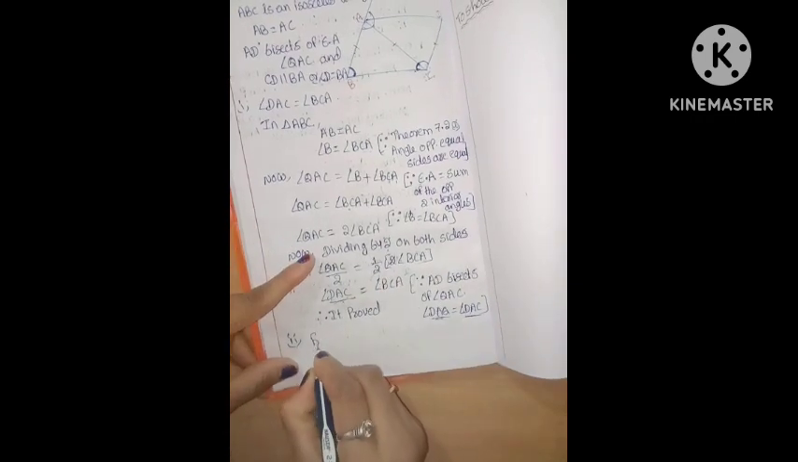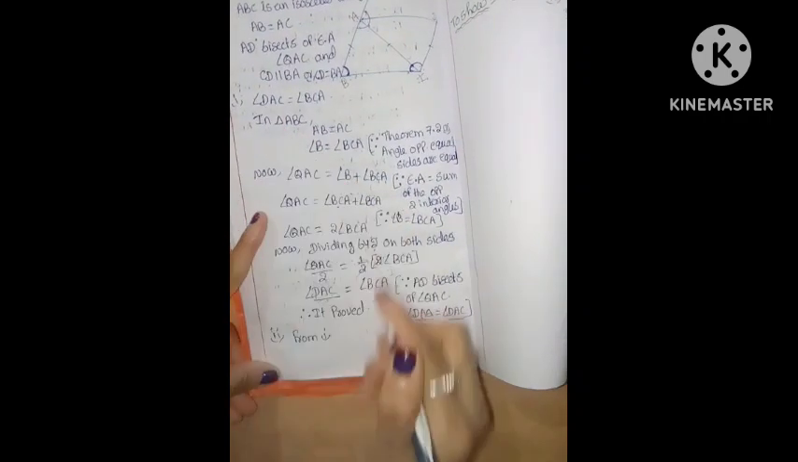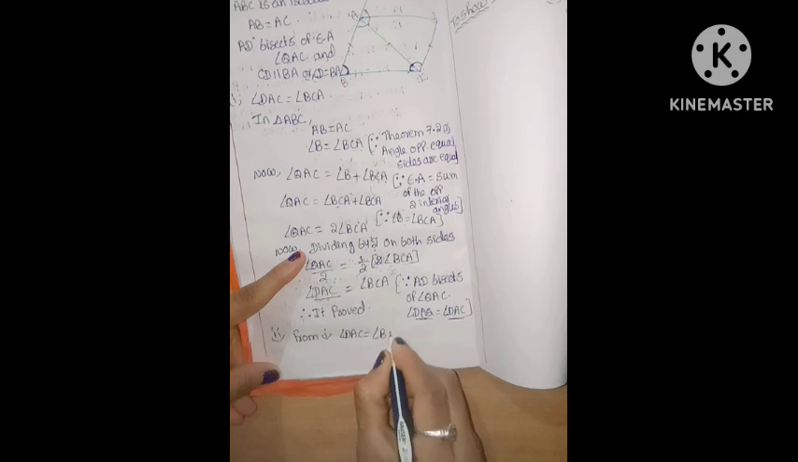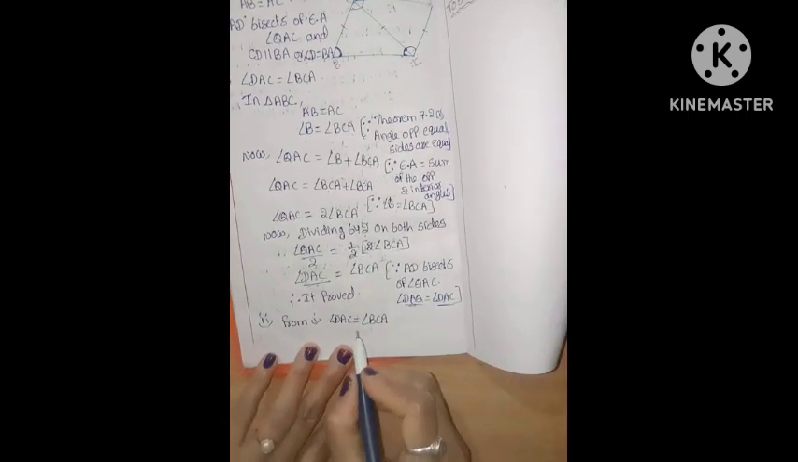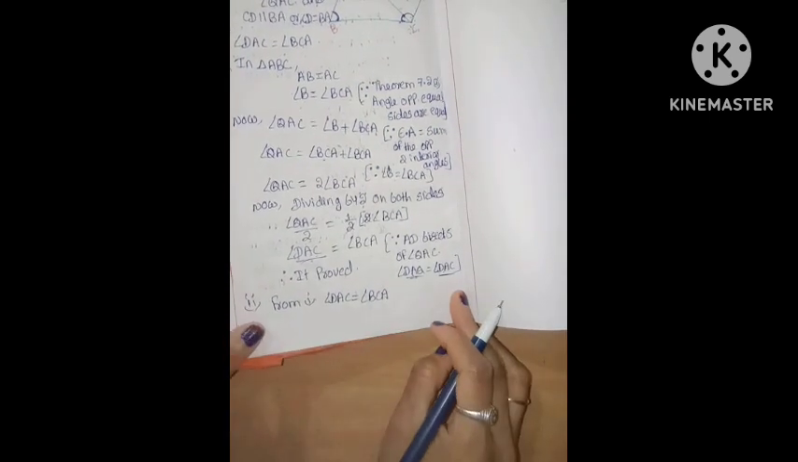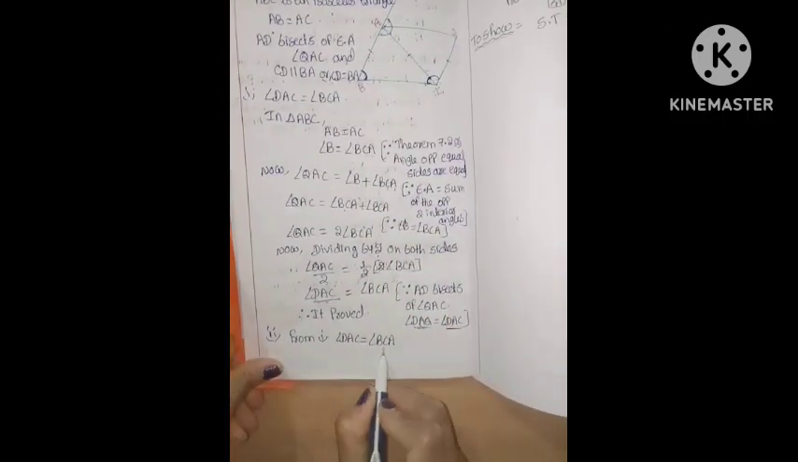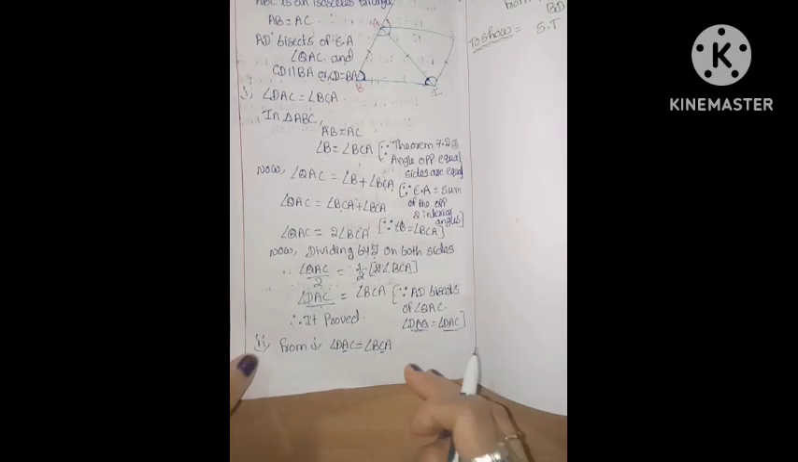So first from question number 1. What's the question number 1? Angle of DAC is equal to angle of BCA. These two are equal. You already proved it. So why is it equal? These two are the alternate interior angles, and they are equal only.